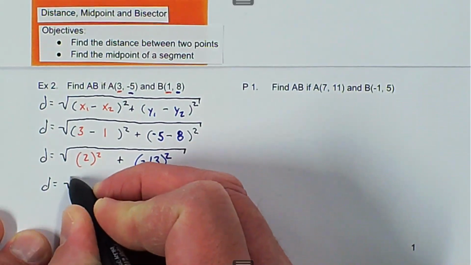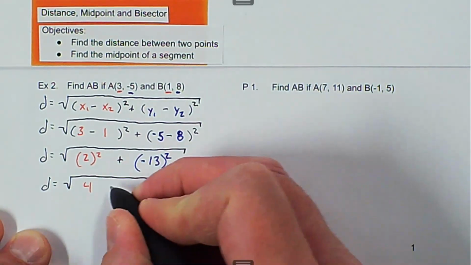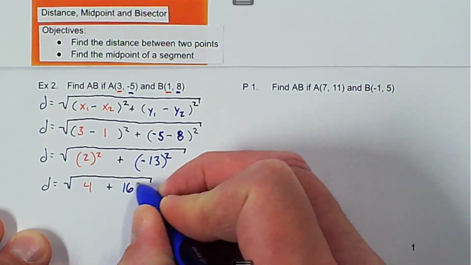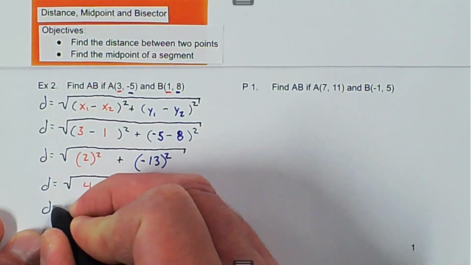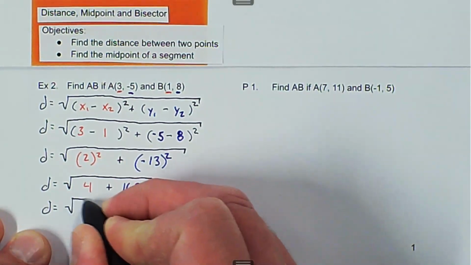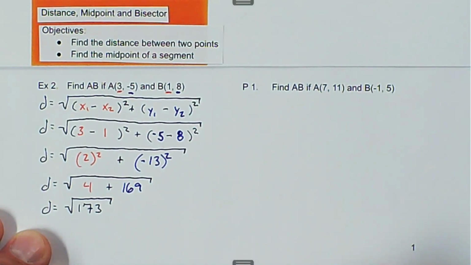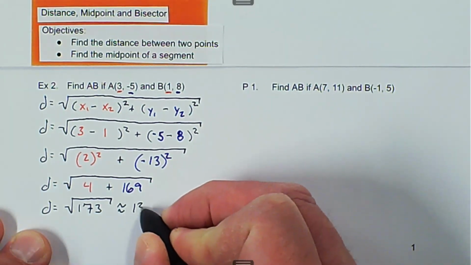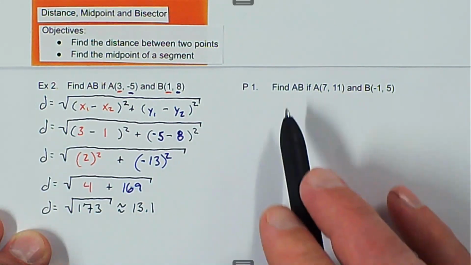So the distance is equal to the square root. 2 squared is 4. And -13 squared is 169. Then we get the distance is equal to the square root of 173. And we plug that in our calculator, and that is approximately equal to 13.1.